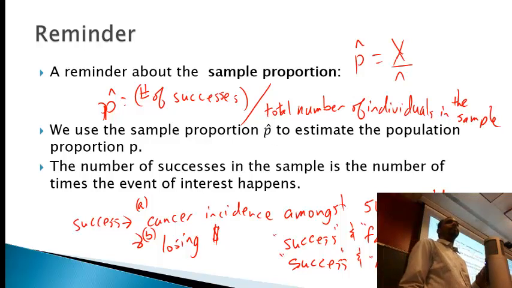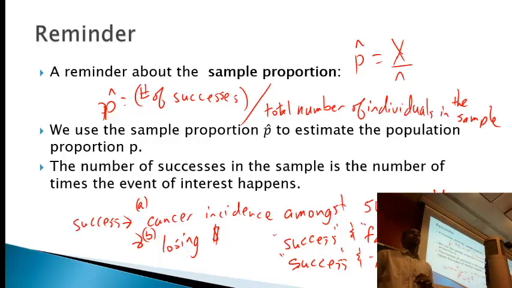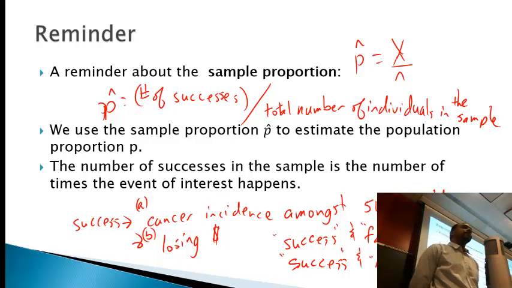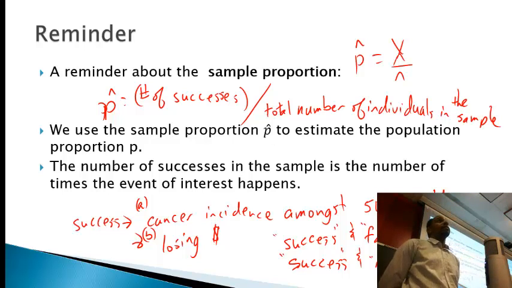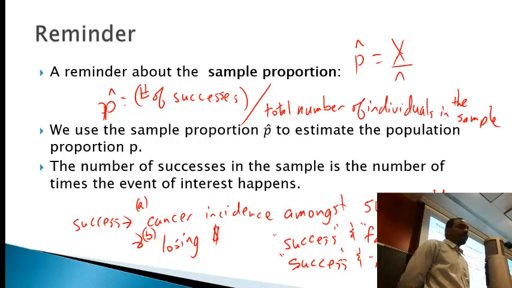Yes, ma'am. What is failure or non-success? It's just the complement. So if we're talking about people who smoke, then the failure is the non-smokers. If we're talking about people from the lower class, then that's the success. Then the failure is upper class or middle class. So the other events.